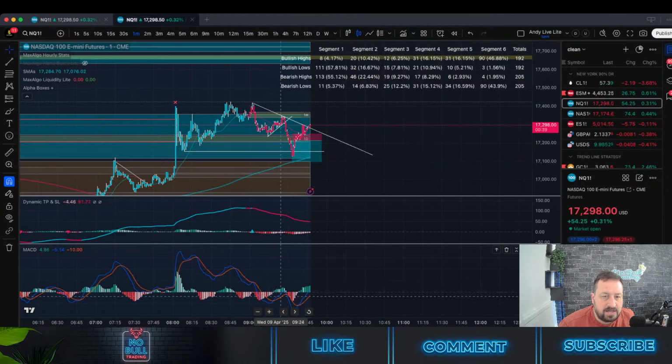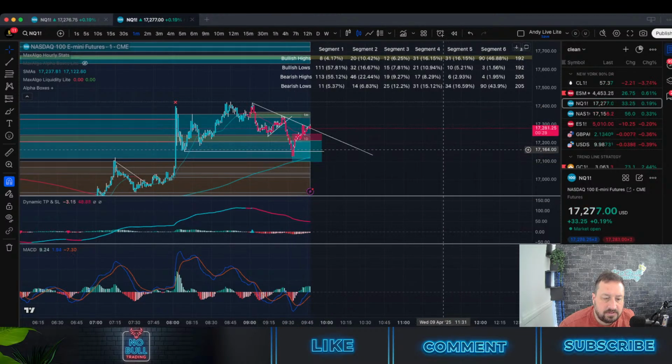But these are a great trade, right? When we come under, you get that really clean correction back into resistance and then reject and down. Same thing when we come above, right?